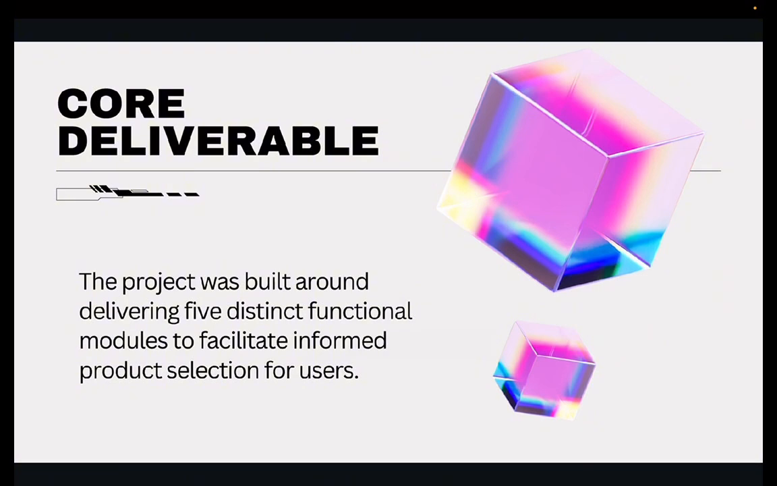Our core deliverable was a system built around five functional modules. Each module plays a specific role in guiding users, whether that's comparing products, filtering through specs, identifying ranges, or visualizing patterns. Together, these modules form a complete decision support tool for mobile phone selection.